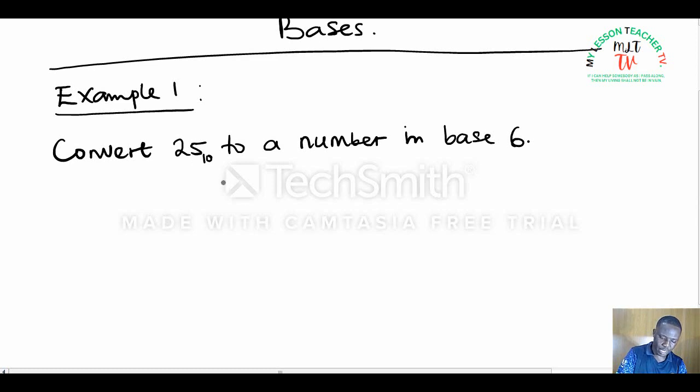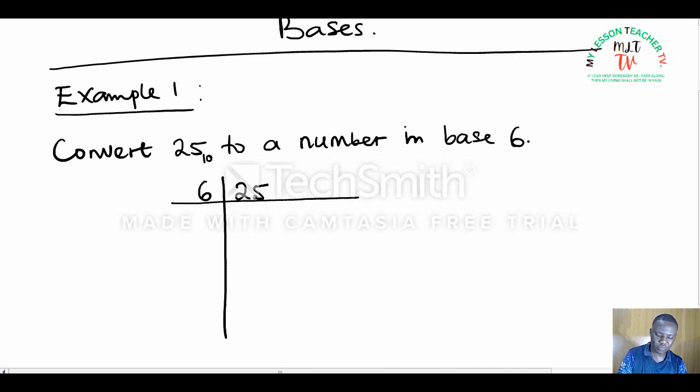So, using the long division method, I'm going to keep dividing 25 by the base I'm to convert it to, which is base 6. You keep dividing 25 and the multiples you will get by 6, and the remainder is written on the right hand side. And it goes this way.